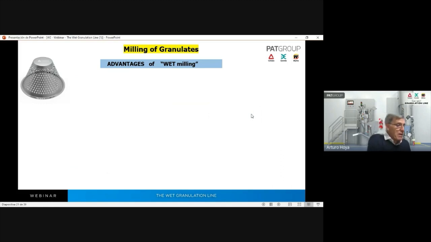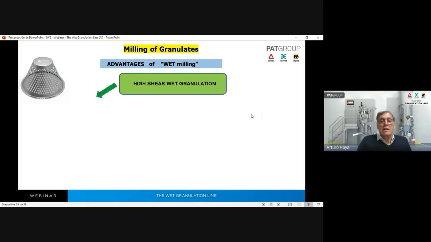Now we will see the advantages of wet milling. In my opinion, wet milling is the best milling of granules. Let's see this. High shear wet granulation, wet milling.